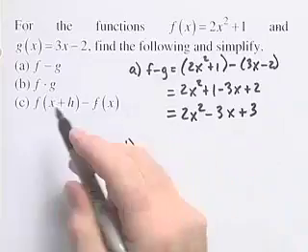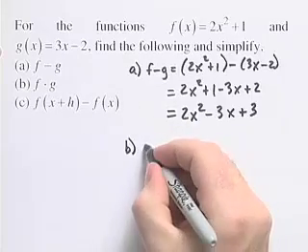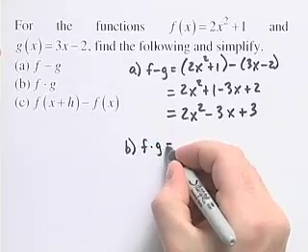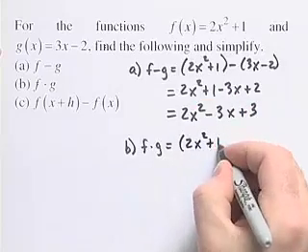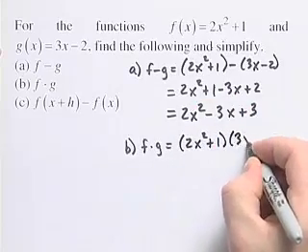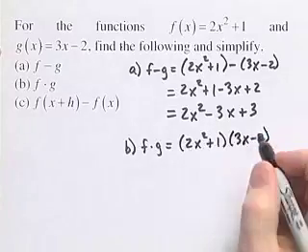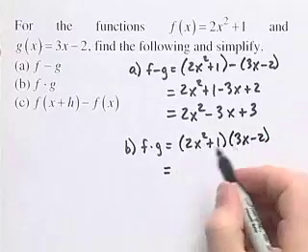For part B, we want the product of the two functions. So f times g, again we want to use parentheses as we write our functions down, (2x squared plus 1) times (3x minus 2), so that we distribute correctly. We can use the FOIL method.